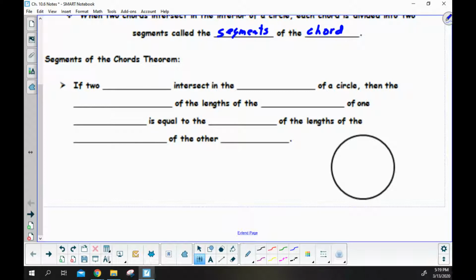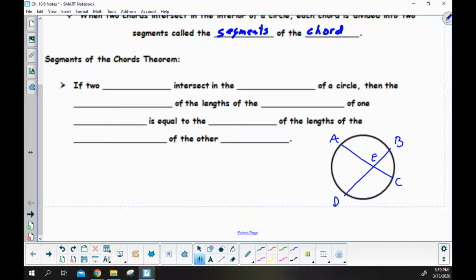All right, so here we go. Segments of a chord theorem. So here we go. I'll draw two chords and they intersect, and I'm going to go A, B, C, D, and their intersection point is E.